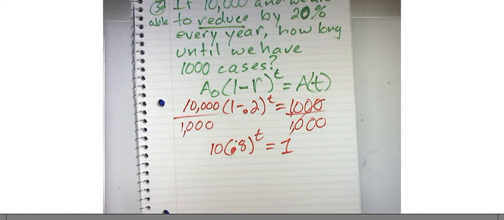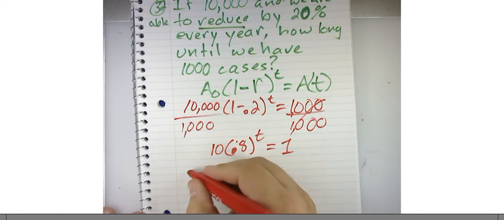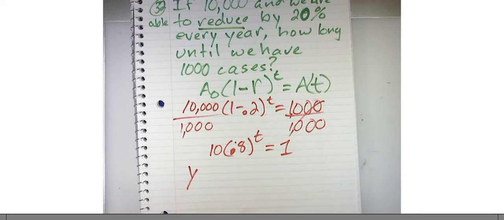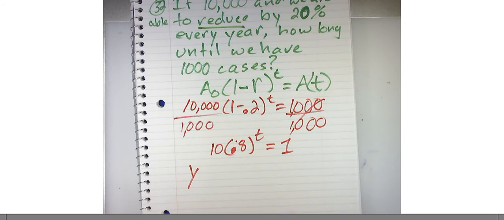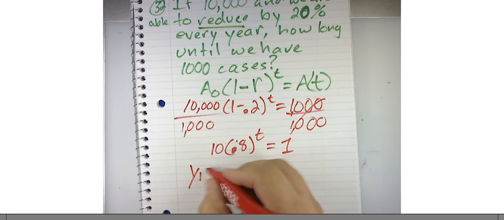Now we can solve this on our graphing calculator. There's lots of ways to solve this. Truthfully, if we wanted to do this algebraically, we would just hit this with the natural log on both sides, and that will give us the answer. But the book wants us to solve it graphically.